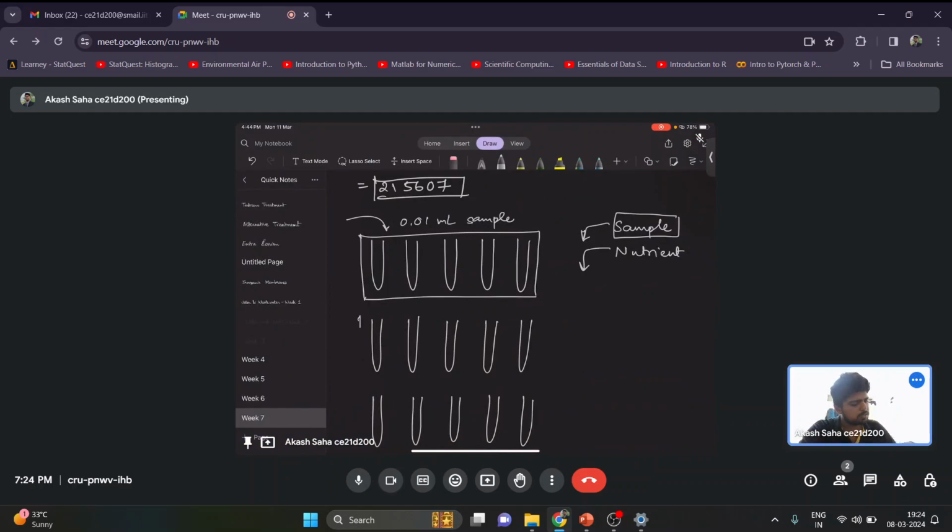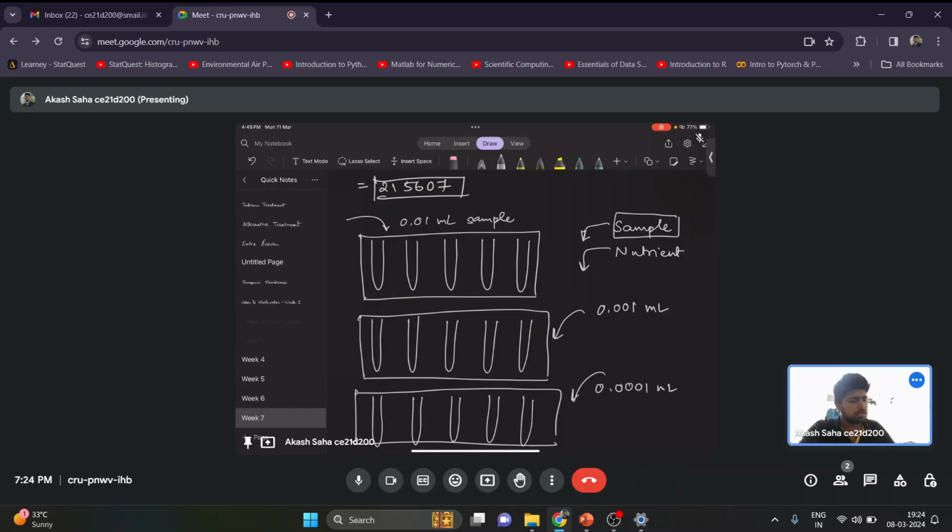And the next five tubes, they have given 0.001 and the other next five they have given 0.0001, plus some nutrients, and nutrients are food for the bacteria. After incubating for some period of time, we can see there are small Durham tubes in each of these tubes. These are called Durham tubes. It is nothing but inverted tubes.